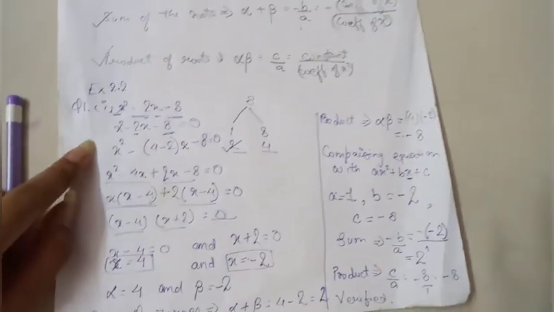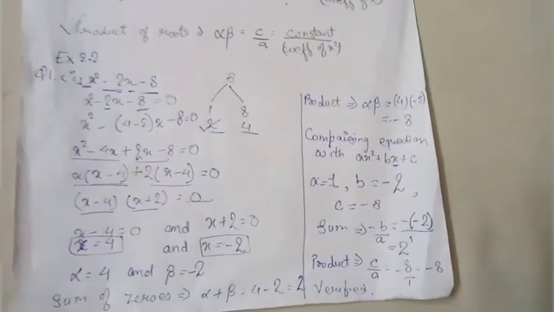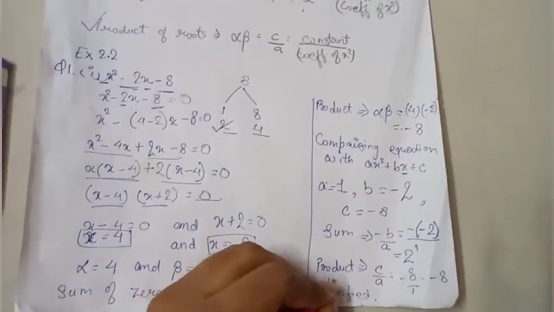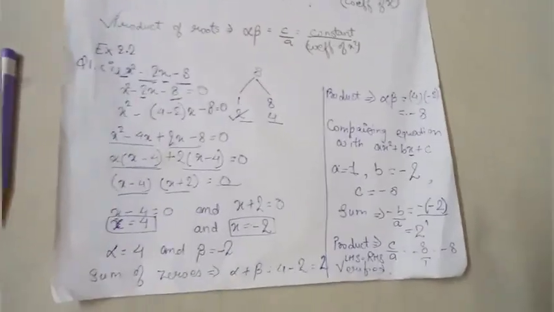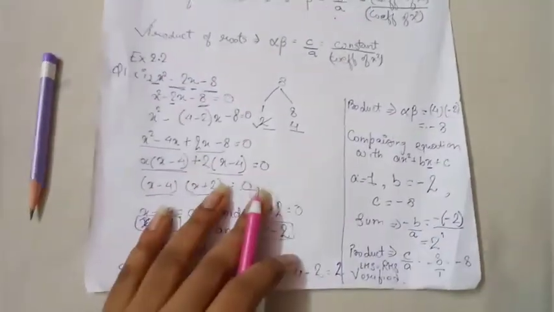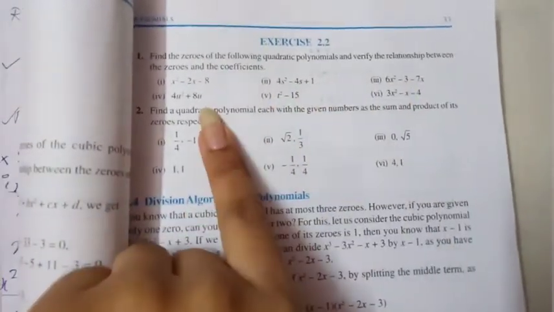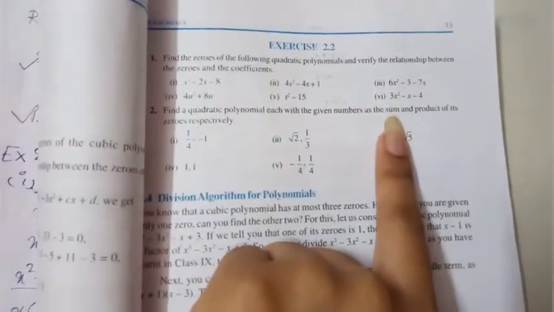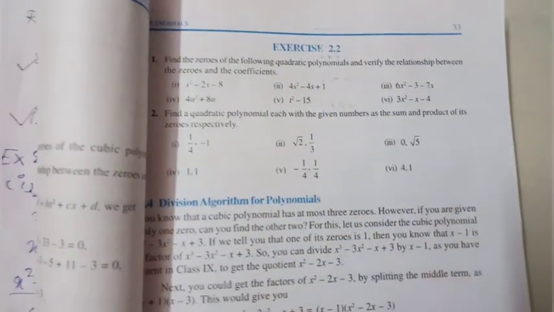You don't need to skip any of the steps, and you just need to write your LHS is equal to RHS, and you will gain full marks in this sum, and it is the easiest sum of the chapter. So similarly you have to do all the other sums. If you have doubt in any of them, then you can just comment and I will help you out.